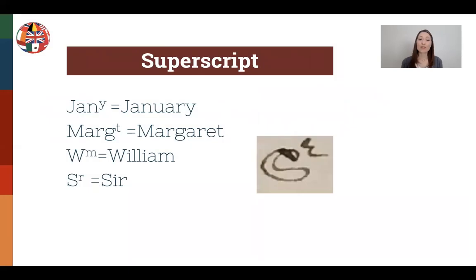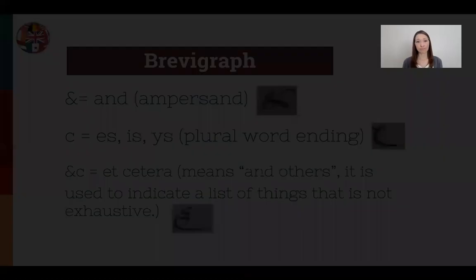All right, then we have superscripts. Superscripts are at the end of a word usually, where they just raise the last letter up to indicate that they have removed some letters beforehand. So we've got January, Margaret, William, and Sir, and I put an example of old handwriting of Sir. So it's a capital S with an R superscript.